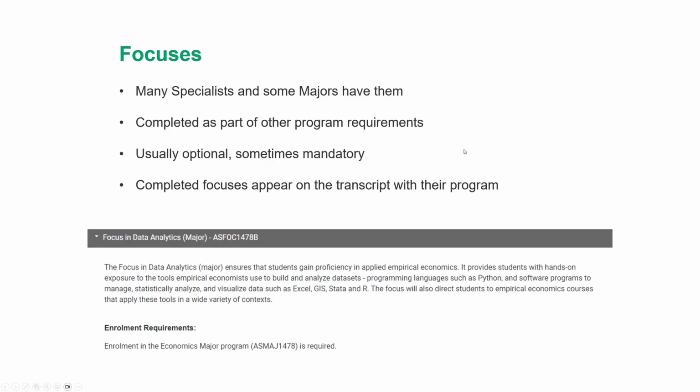Some programs also have focuses. Majors and specialists both will have focuses. Usually focuses are optional. In some specific cases, they're mandatory, and the departments will clarify in their program descriptions if focuses are mandatory. You can add focuses on Acorn, sort of like a program, and the idea is that you complete these focuses as part of the larger program requirements you are completing for a major or a specialist. And should you complete that focus, you get a notation on your transcript at the end of your degree that says that you have that focus in that particular program.